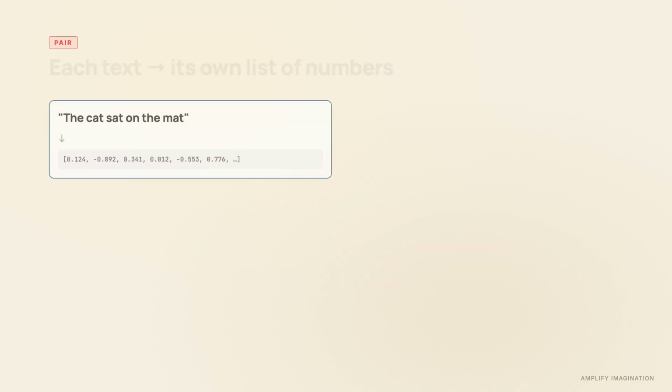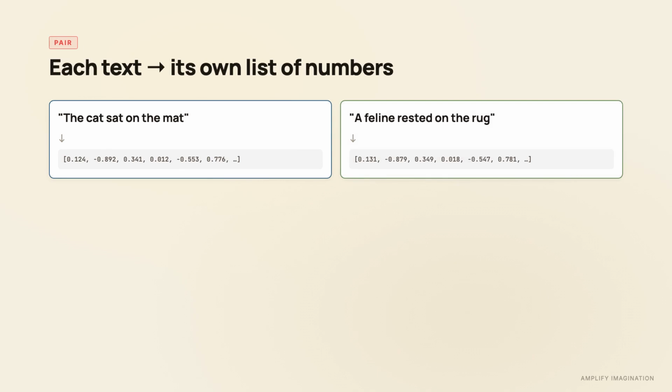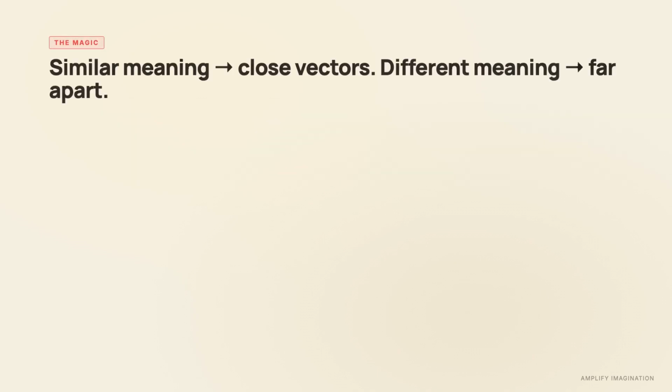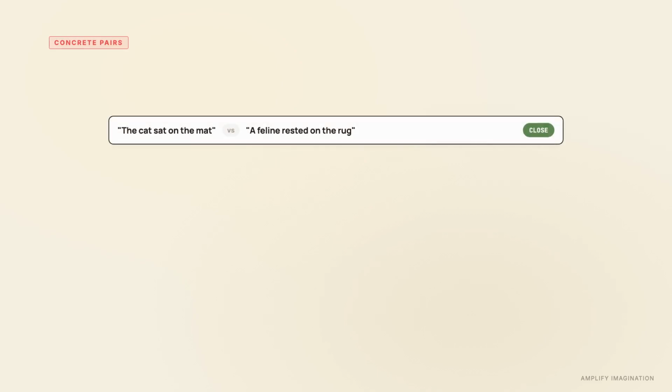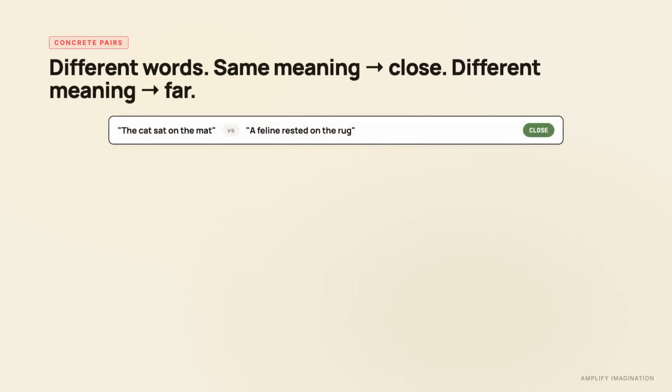Now do the same thing for another piece of text. You get another list of numbers. Here's the magic. If the two pieces of text mean similar things, their lists of numbers will be close to each other. If they mean very different things, the lists will be far apart. The cat sat on the mat, and a feline rested on the rug. Different words, but their embeddings end up close together, because they mean roughly the same thing.